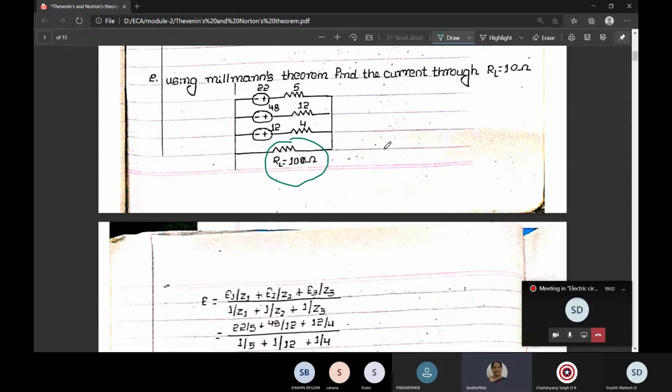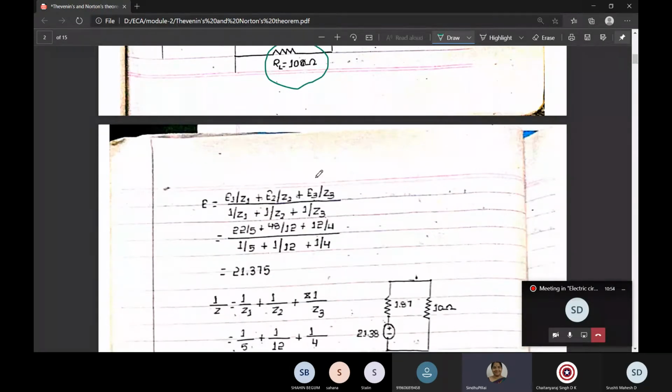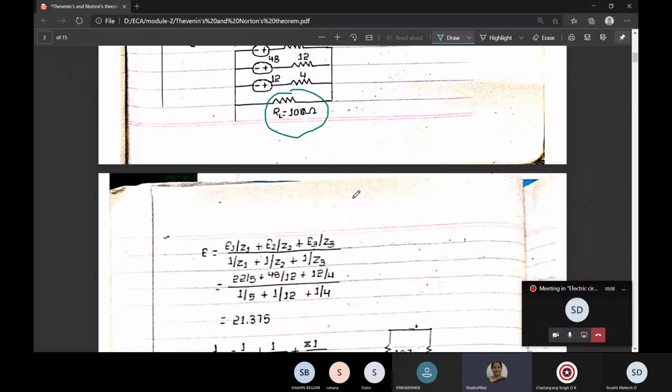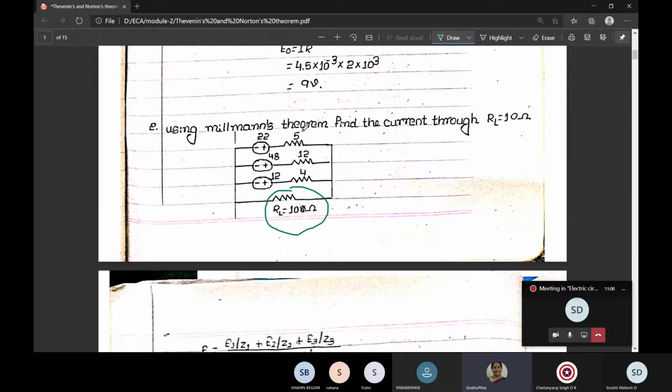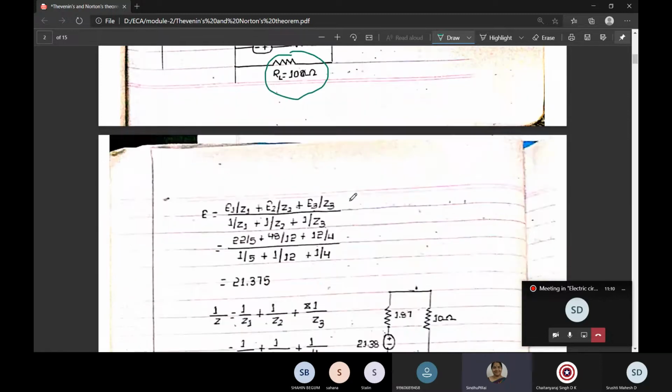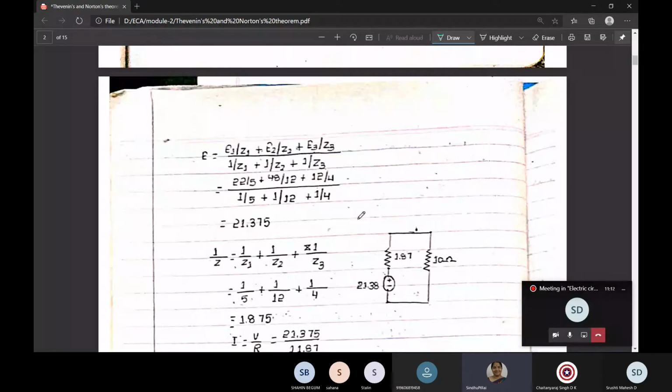So it is simple. Just go with the formula E1 by Z1 plus E2 by Z2 plus E3 by Z3. Substitute it as 22 by 5, next 48 by 12, and next 12 by 4, divided by 1 by Z1, 1 by Z2, 1 by Z3, which is 1 by 5 plus 1 by 12 plus 1 by 4. So you'll get the equivalent voltage E, which is 21.37.